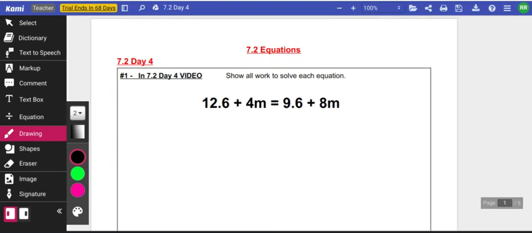Okay, I am here in 7.2, day 4, CAMI assignment. I've clicked on my drawing tool, and now I'm ready to draw. Let's solve this equation in number 1. 12.6 plus 4m equals 9.6 plus 8m.